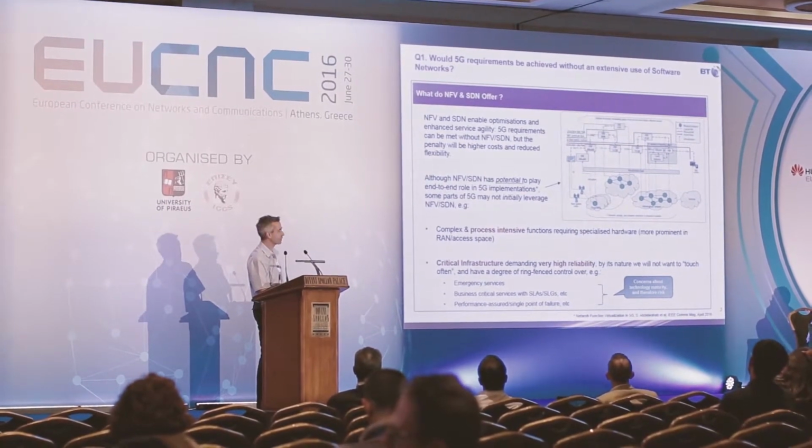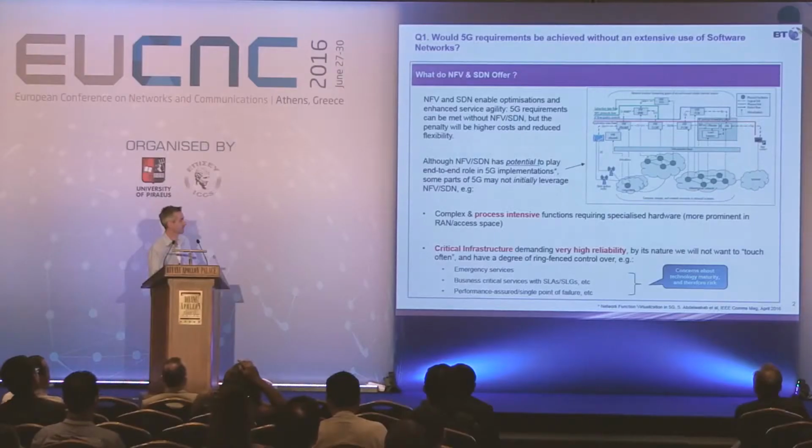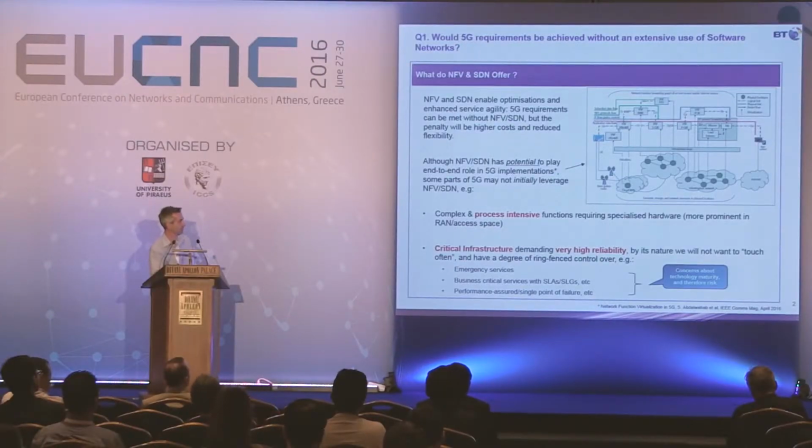That said, I don't think we should be overly prescriptive about what we do where and which parts of the network. A couple of examples where NFV and SDN, or NFV in particular, may not be the appropriate thing in particular component parts of the end-to-end infrastructure. So perhaps in the RAN space, for example, where there are complex and process-intensive functions, but also some of the use cases that people have talked about for 5G have involved critical infrastructure, supporting critical services. Some of them are listed here.